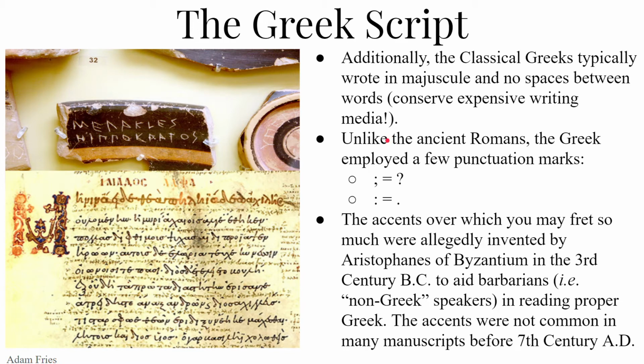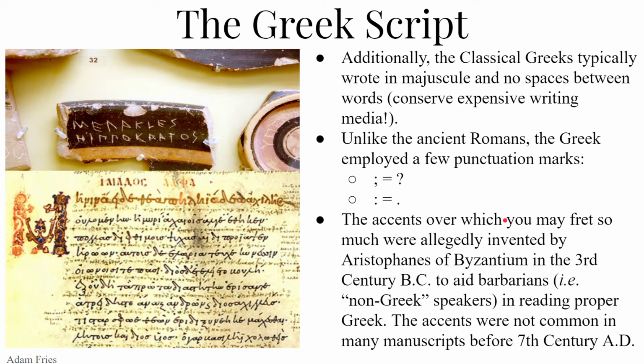The Greeks use that as a period, putting a dot in between sentences. So these accents, over which you may fret so much, were allegedly invented by Aristophanes of Byzantium in the 3rd century BC. This was to aid barbarians, i.e. non-Greeks, people who spoke "bar bar," and they meant Persians. Persian doesn't really sound like that, so something about the Greeks. Anyway, barbarian means non-Greek. If it's a Greek thinking it, speaking it, saying it, so that means me, and that probably means you as well. So the accents are there to help us, poor non-Greek speakers, how to read proper Greek.